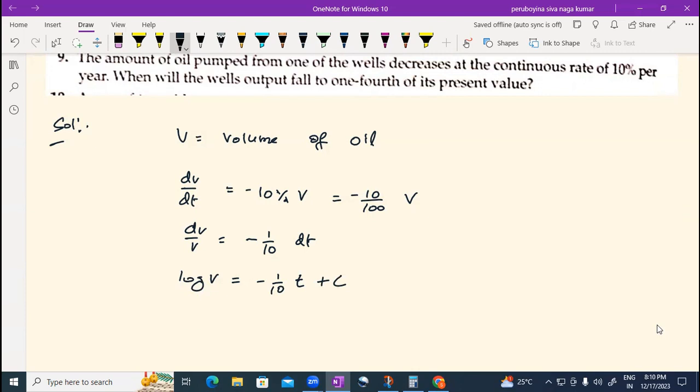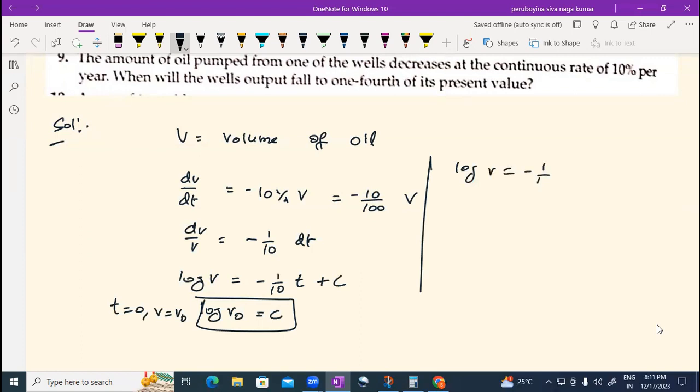So with the initial conditions, V naught. Okay. So you can write log V naught is equal to C after applying the initial conditions, T is equal to 0 and V is equal to V naught. So we have the equation now. Log V is equal to minus 1 by 10 into T plus log V naught. So log V by V naught is equal to minus 1 by 10 into T. So what is V now? 1/4 of V naught. Okay.